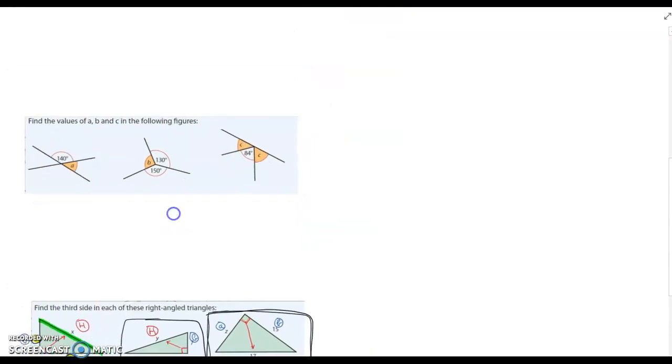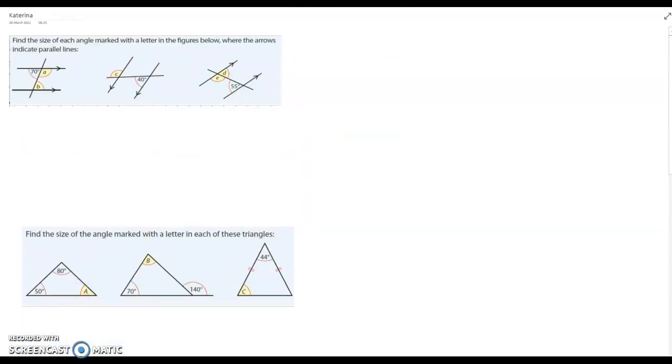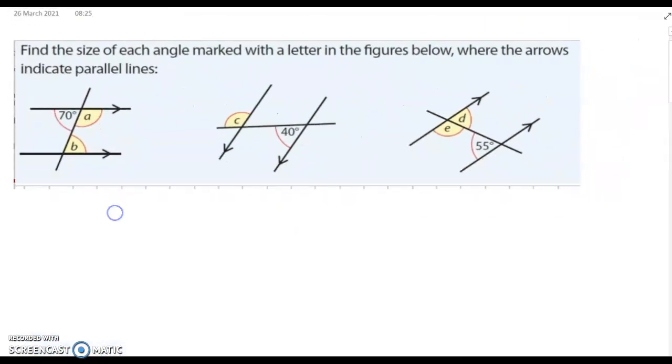is, that was actually the last questions you got. I started at the end, whoopsie daisy. So up at these ones, this is where you're looking for corresponding angles.